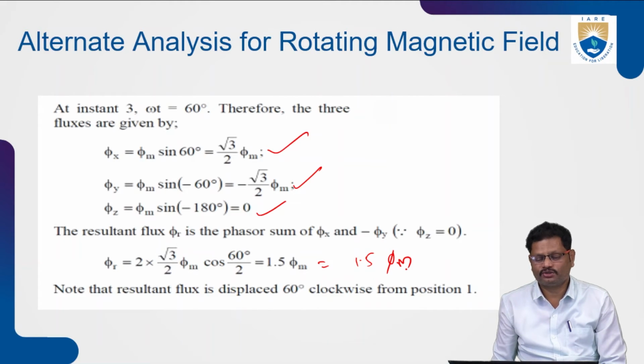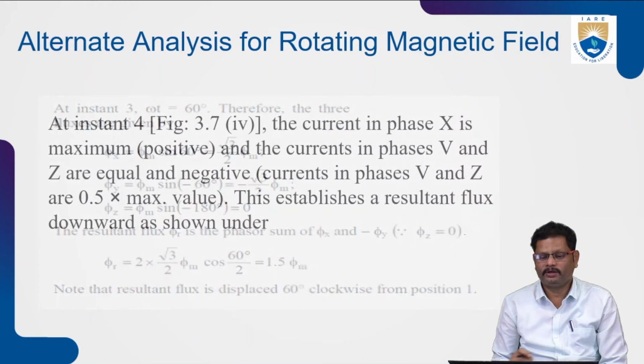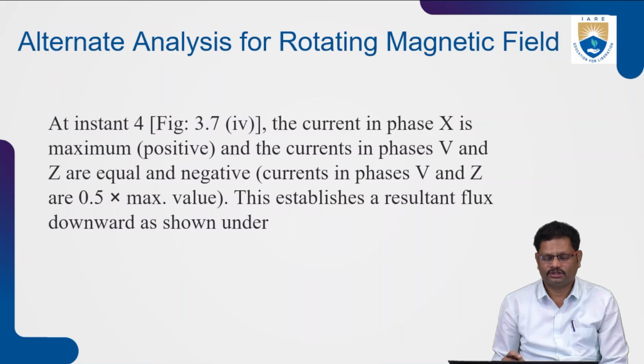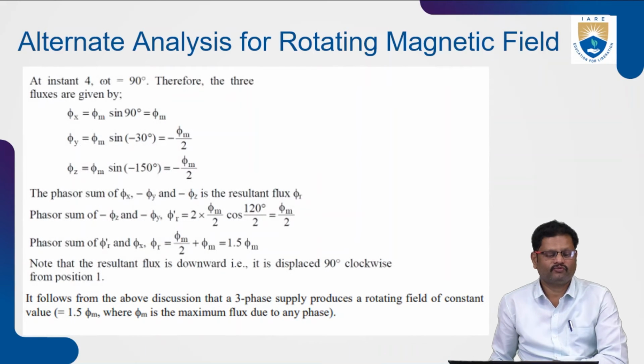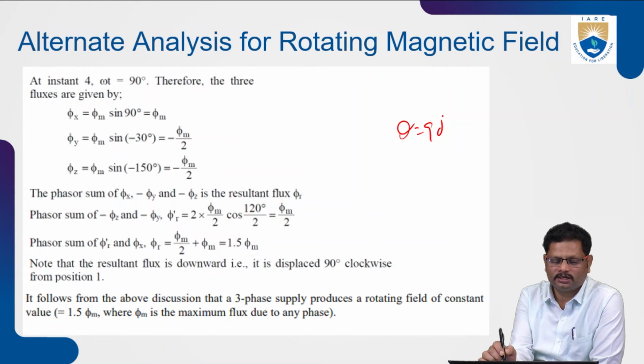The resultant flux is displaced 60 degrees from position 1. From instant 1 to 2 it is 30, and from position 1 to the next position it will be displaced by 90 degrees, 60 degrees. Similarly, the procedure is the same for the instant after considering theta equal to omega t equal to 90 degrees also.